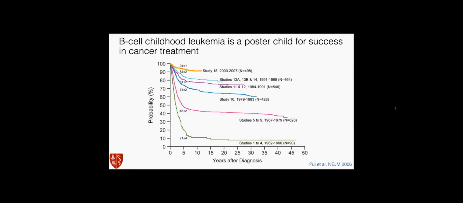But B-cell childhood leukemia, which is the most common type of cancer in children, is really a poster child for success in cancer treatment. These Kaplan-Meier curves I'm showing you are from the studies consecutively at St. Jude Children's Research Hospital, which really shows the progress from the 1960s in which less than 10% of children survived up until now, actually even a decade ago, where for many children we can quote survival and long-term survival over 90%.